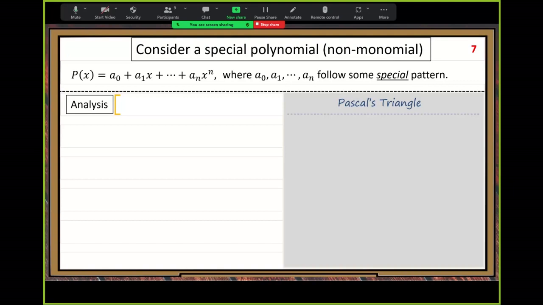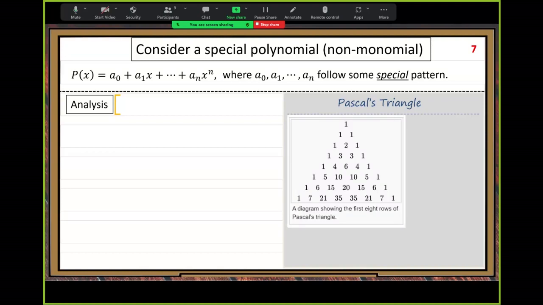One interesting thing, I don't know if you heard of this concept, Pascal's triangle, before. Some of you, yes. Let me explain this interesting Pascal's triangle. A triangle like that, using numbers. A diagram showing the first 8 rows of Pascal's triangle. How do we get these numbers? Remember binomial expansion. When we do binomial expansion, these are the coefficients for the binomial formula.